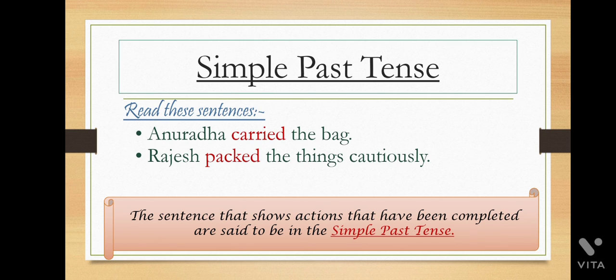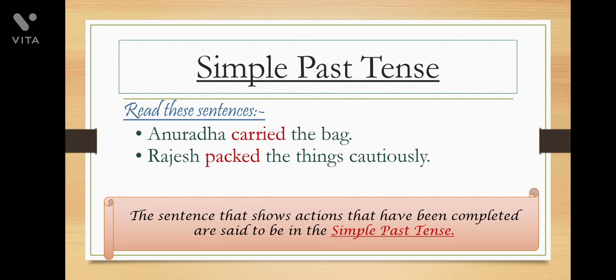Let's read these sentences. Anuradha carried the bag. The simple present form is carry. Now, Anuradha had carried the bag. The task is completed. So we put ied instead of y in carry. Carry becomes carried. That shows the verb carried means the thing had happened.